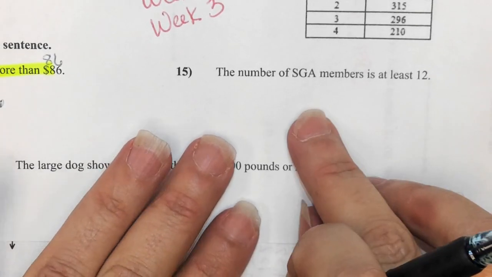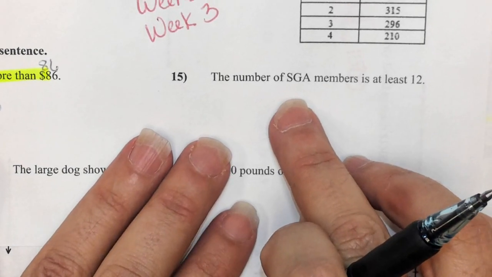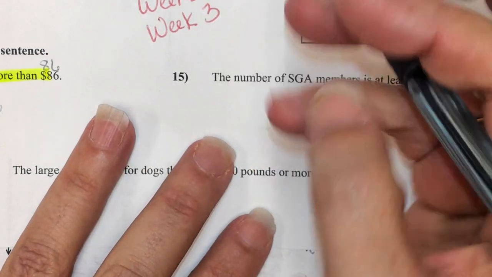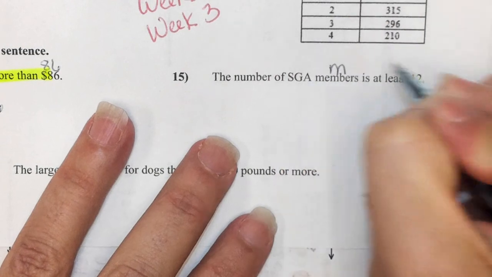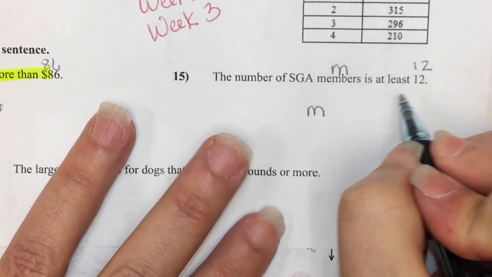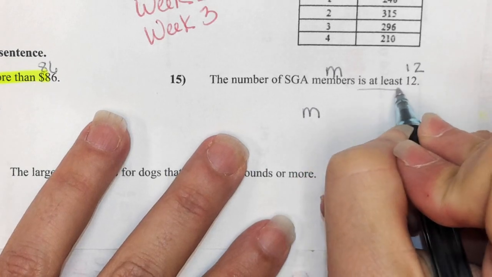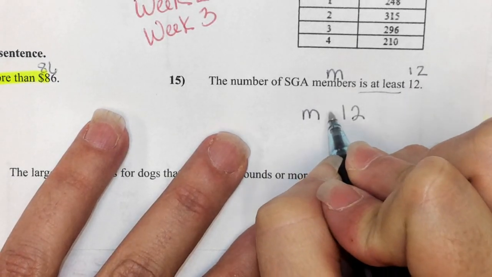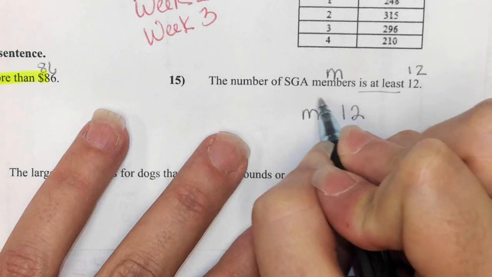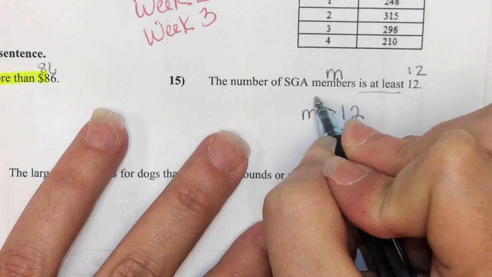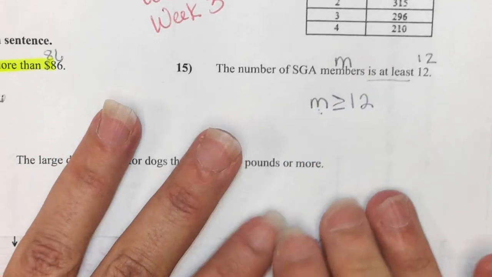Number 15, when you write an inequality, you first find a variable. I'm going to use M for members and a number. So if it says members is at least 12, there's your keywords. That means it is 12 or more. So it is at least 12 or more, the members.